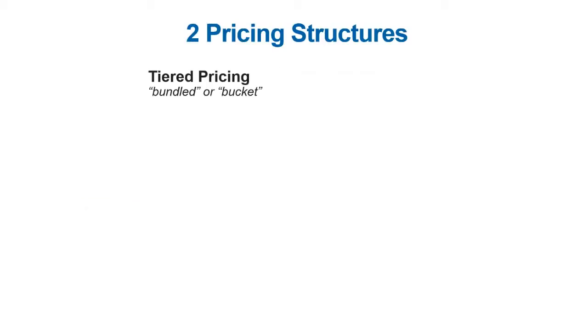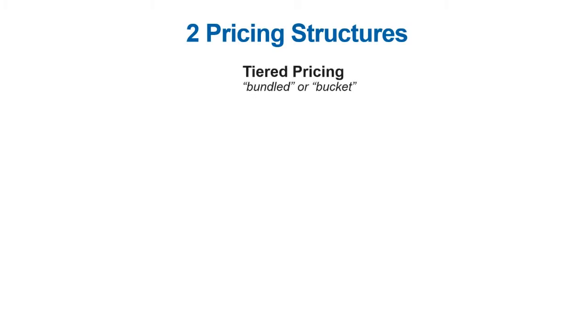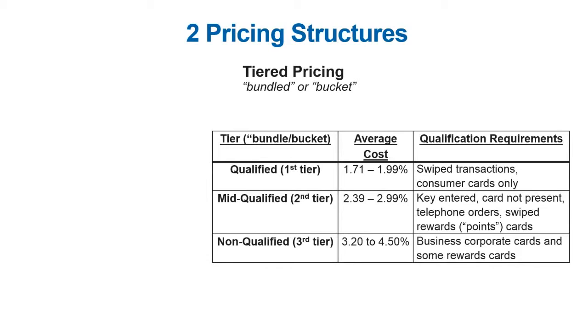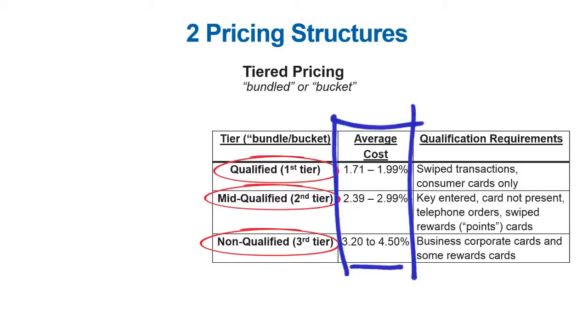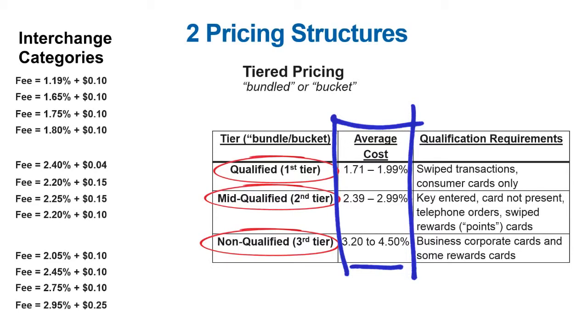Your choices are tiered pricing or Interchange Plus. Tiered pricing takes hundreds of interchange categories and lumps them into bundles or buckets. The three common tiers are qualified, mid-qualified, and non-qualified, and as you can see from the chart, the rates increase as you move from qualified to non-qualified. Each of these tiers is set and assigned a specific rate by the processing company and can vary from one provider to the next. In fact, they often do. What is considered to be a qualified transaction with provider A might fall into a mid-qualified transaction with provider B.